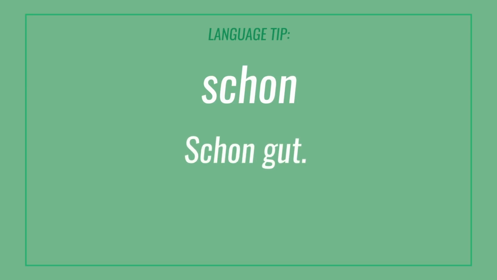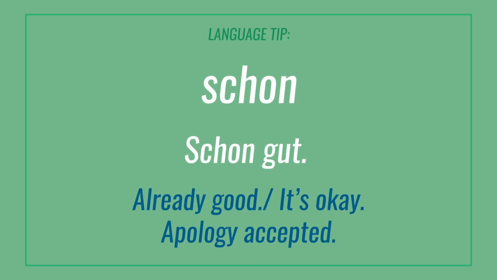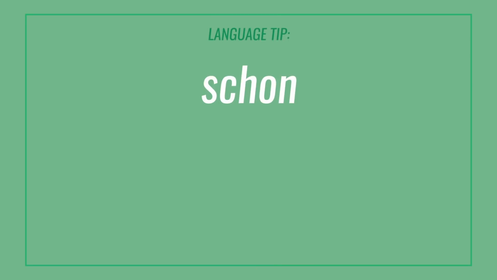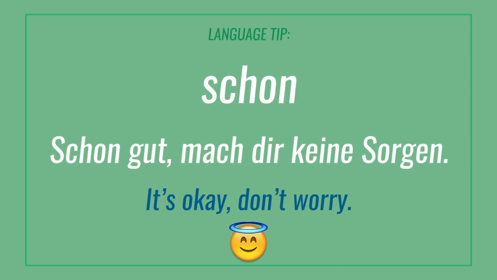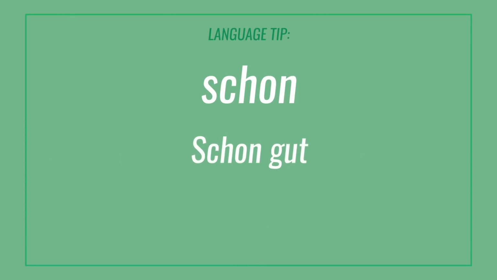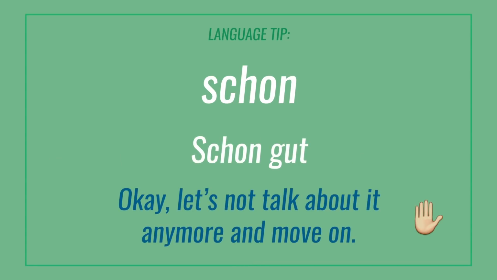Another example is schon gut, which literally translates to already good, it's okay, or apology accepted. This can be used as a response to someone apologizing for a minor mistake. For example, schon gut, mach dir keine Sorgen, which means it's okay, don't worry. If you're still upset about the situation, you can use the more curt schon gut, which implies, okay, let's not talk about it anymore and move on.